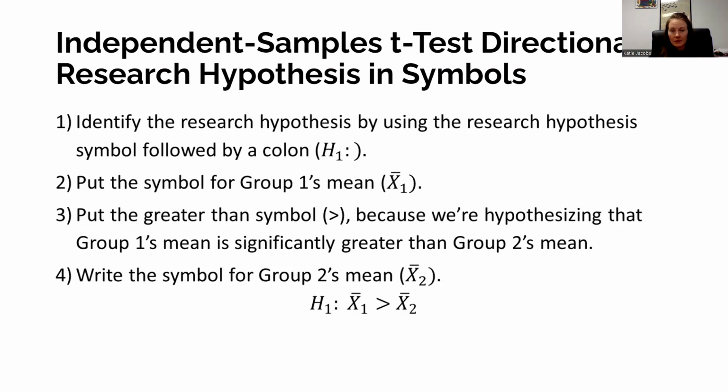So in this circumstance, if we think that group 1 is going to be significantly larger than group 2, this is how we would do that. We would write H sub 1 to represent that we're writing a research hypothesis. Then we're going to put a colon to say, hey, a research hypothesis is coming. After that, we're going to put X bar sub 1 to represent group 1's mean. Then we're going to put the greater than symbol if we think group 1's mean is going to be significantly larger than group 2. And then we'll finish it up by writing X bar sub 2, which represents the mean of group 2. And so at the bottom of this slide, you can see that we have H sub 1 colon X bar sub 1 is greater than X bar sub 2.